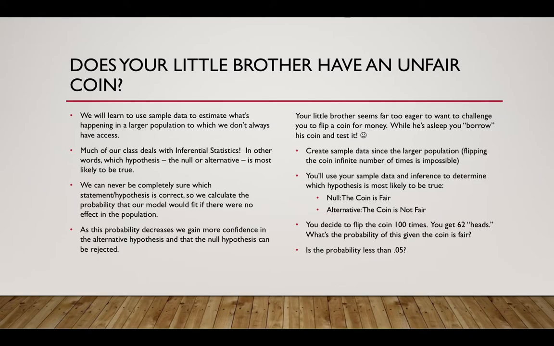The third bullet, we can never completely be sure whether our decision on the null or alternative hypothesis is correct, so we calculate these things called probabilities or p-values, and we'll find out later that as probability decreases we gain more confidence in the alternative hypothesis and lose confidence in the null hypothesis.